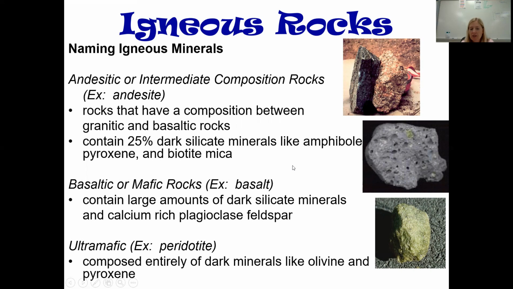Our darkest category is called ultramafic, and that means that it's entirely composed of our dark minerals, like olivine and pyroxene. Olivine is considered a dark mineral, even though it's more of a green color than a black color, like you would think of for a dark mineral. So just something to keep in mind, that your ultramafic may not be super dark. It might just be kind of green. So I have a few of those to show you as well.